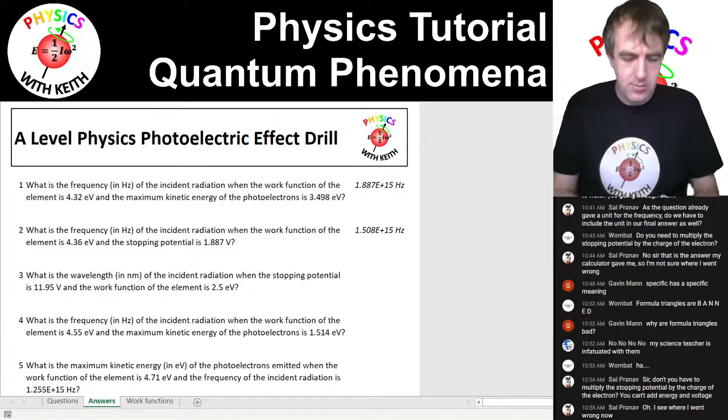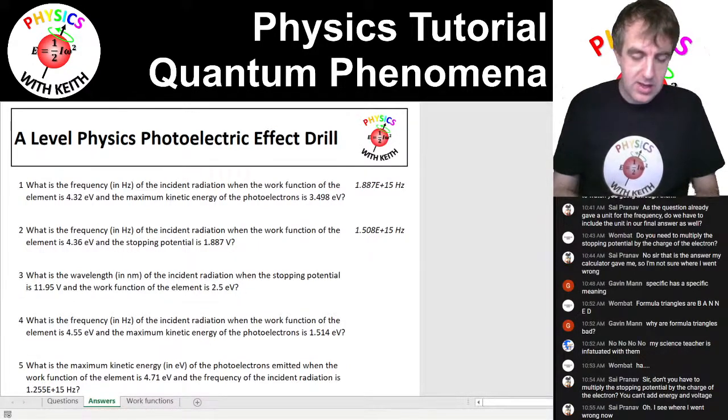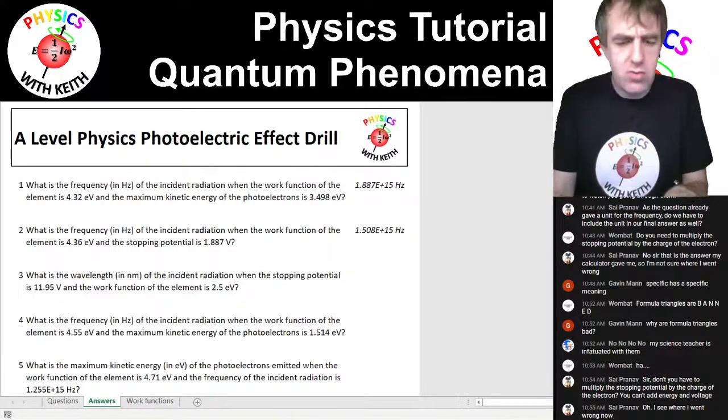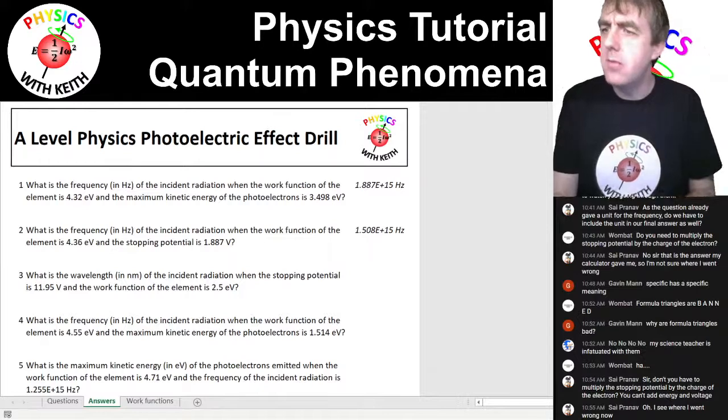2.5, 11.95, 1.6E19 minus, divide through by Planck's constant, 6.63E34 minus. It's going to be frequency, reciprocal of that multiplied by 3E8. Yeah, no, I think that last digit was wrong. I'm not sure what's happened there.